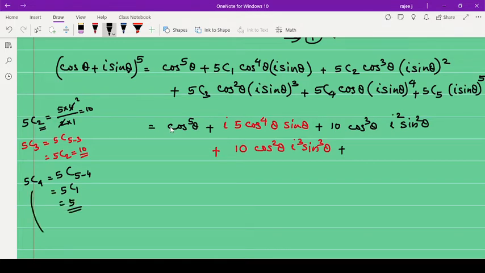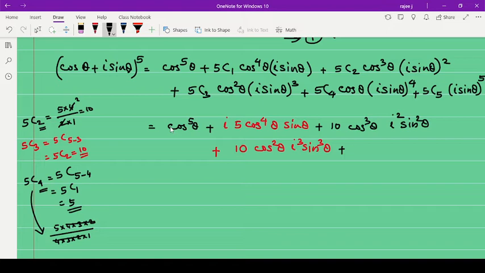Otherwise you can directly put here 5c4 is equal to: in the denominator you will have 4, 3, 2, 1, upon numerator 5, 4, 3, 2. 4 numbers. In the numerator you should have 4 numbers. So when you cancel 4, 3, 2 with 4, 3, 2, you will get 5. Okay, so that is another way.